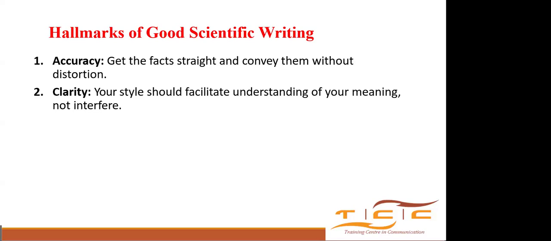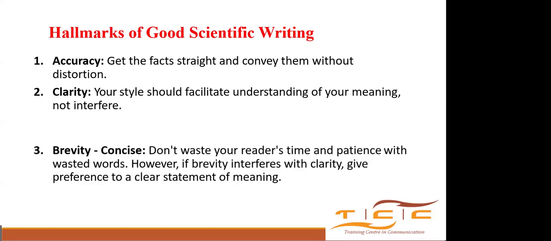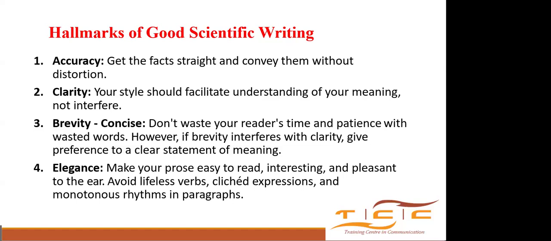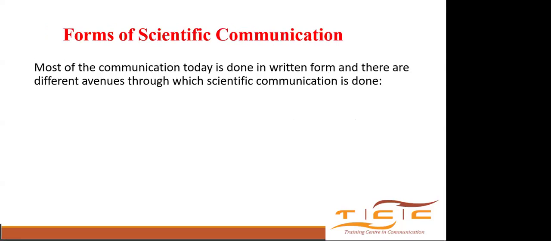The other one is clarity. Your style should facilitate understanding of your meaning, so it should not interfere, okay? Then you should be concise. Do not waste your reader's time and patience with wasted words. However, if brevity interferes with clarity, give preference to a clear statement of meaning. Then elegance: make your prose easy to read and interesting. Avoid lifeless words, cliche expressions and monotonous rhythms in paragraphs. Especially when you are writing science, it's different from when you are writing novels. Just make sure you are clear and straight to the point.